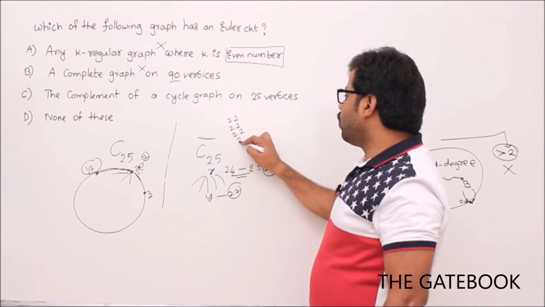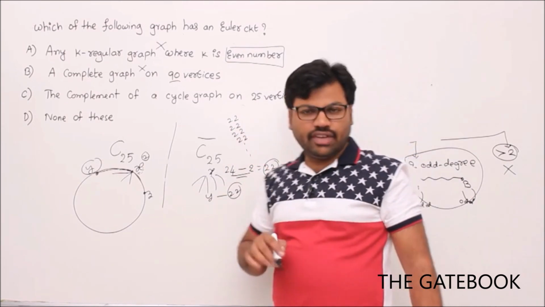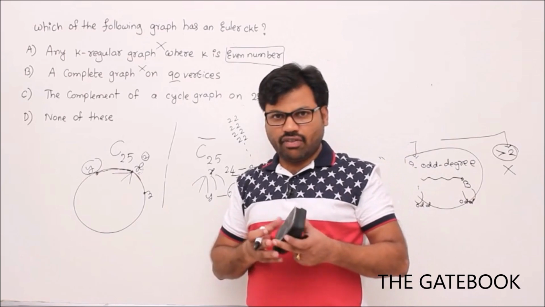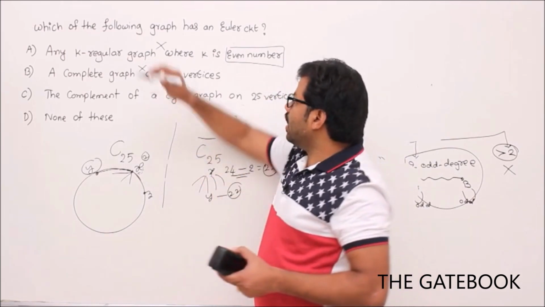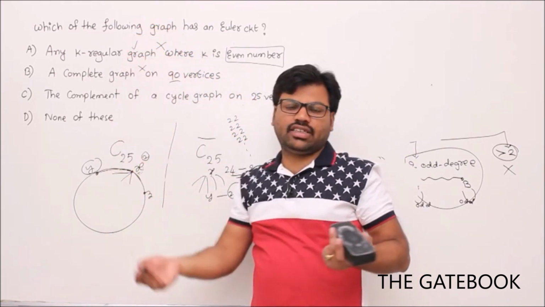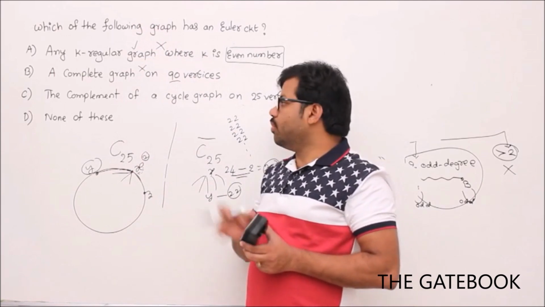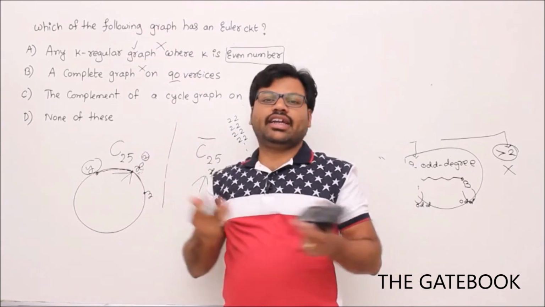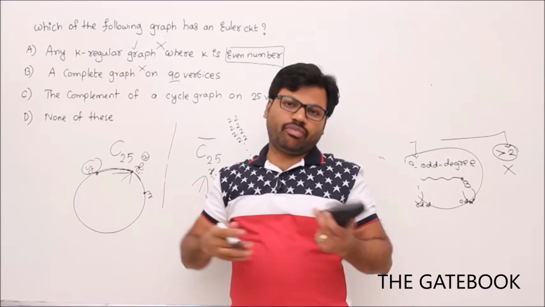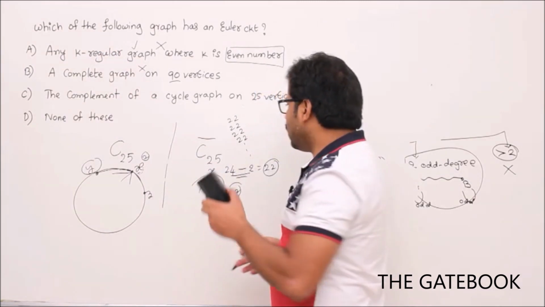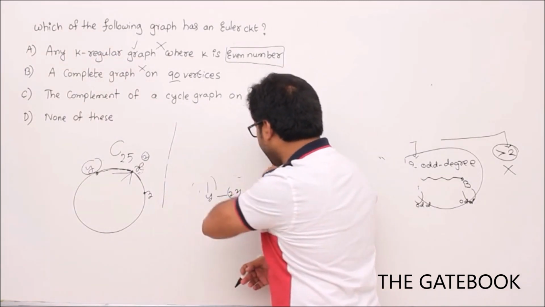Understand? 22, 22. So if every vertex degree is even, then the graph should have an Euler circuit. But the condition is that an even K-regular graph has the same condition. Every vertex degree is even, and C25 bar is connected. But a K-regular graph may not always be connected. Why is C25 bar connected? I will prove it here.